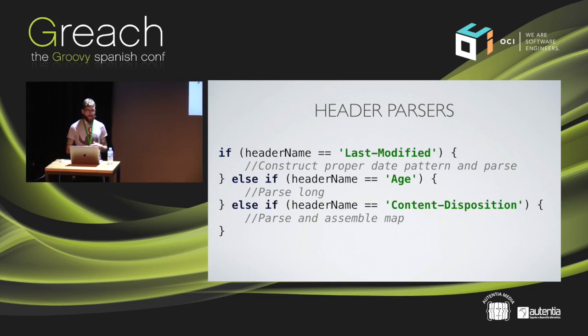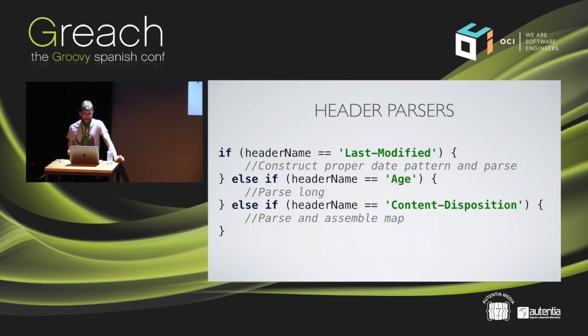And same with something which returns a numeric value, like age. If you want to tell the resource's age, then you have to parse the long, and what happens if it's not a parsable value? Also content disposition, which can be more of a complex structure where it can be multiple values, and it's basically a key value header. So you have to parse that and figure out how to assemble it into a whole map. And it's a lot of business just dealing with commonly used parsers.